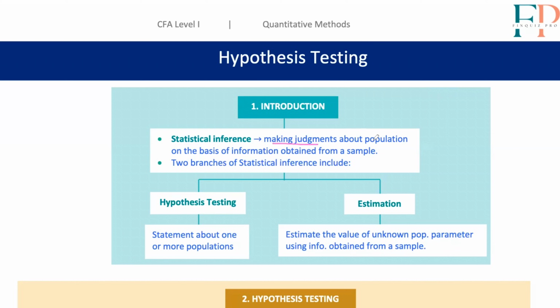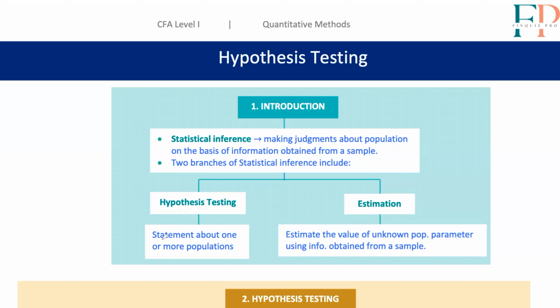Well, it's all about making judgments about a larger group or population based on a smaller sample. Think of it as trying to understand a whole pizza just by looking at a slice. Makes sense, right? One key part of this process is called hypothesis testing. Any guesses on what a hypothesis is?